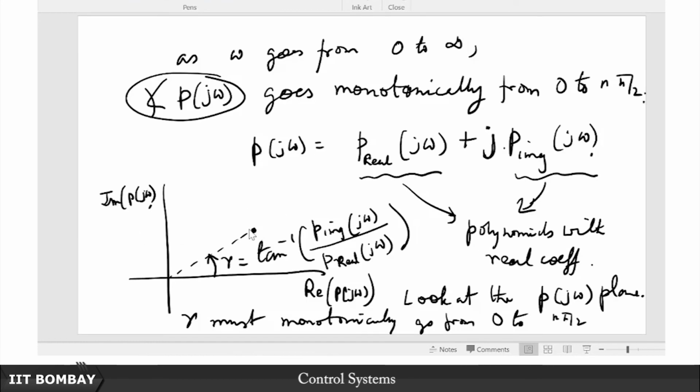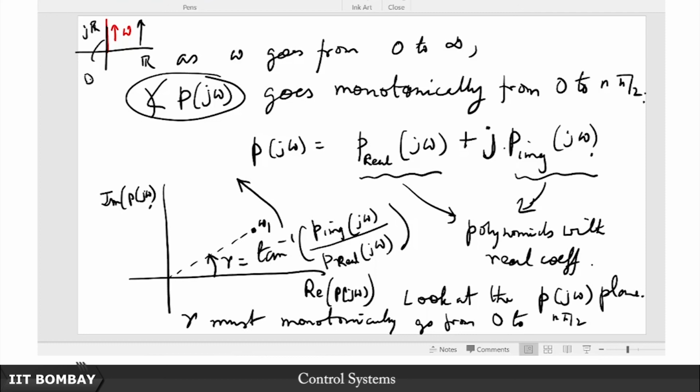If gamma keeps increasing as I am increasing omega, so notice this is my domain, the domain is just this part. As I am going along this imaginary axis, going on increasing omega along this axis, I am going to find different points here. This is for omega 1, for omega 2 I am going to find another point. But what does this tell me, that this gamma must monotonically increase from 0 to n pi by 2? It means that as omega is picked from this imaginary axis and as omega is increasing, this must rotate counterclockwise on the range.